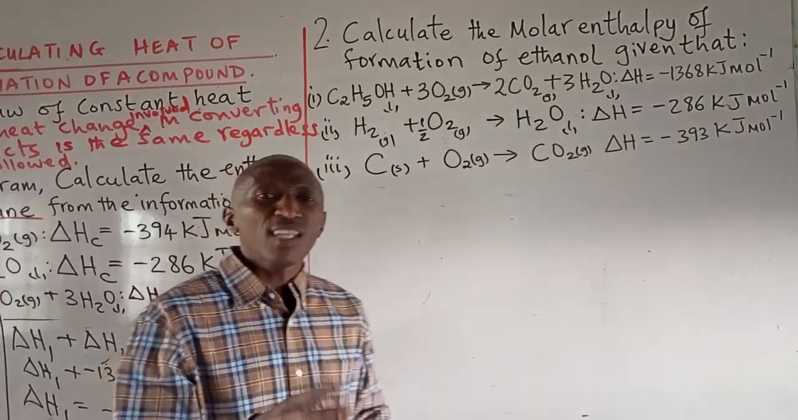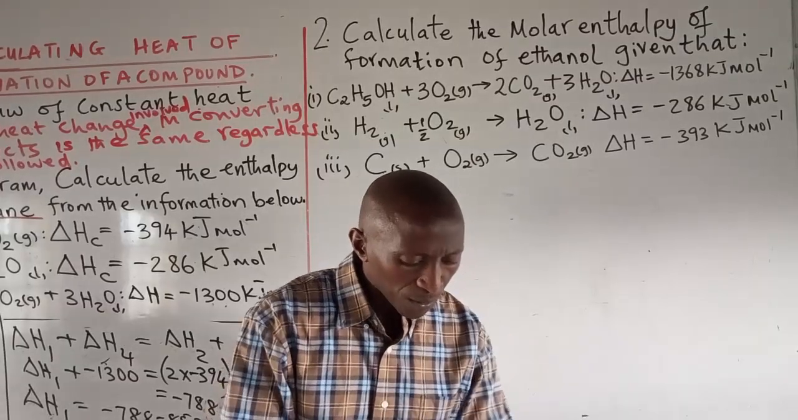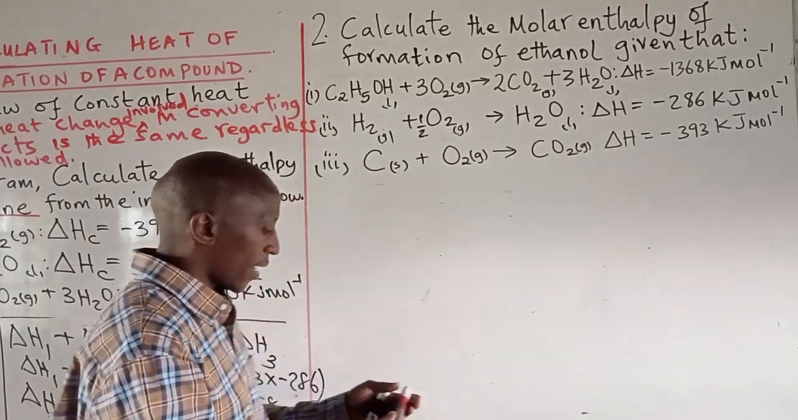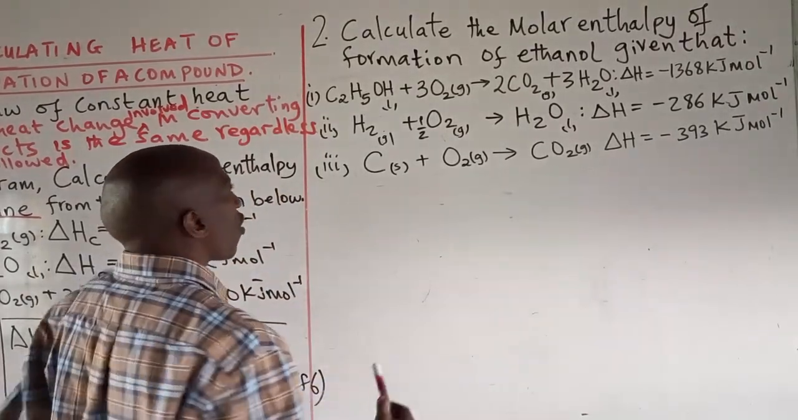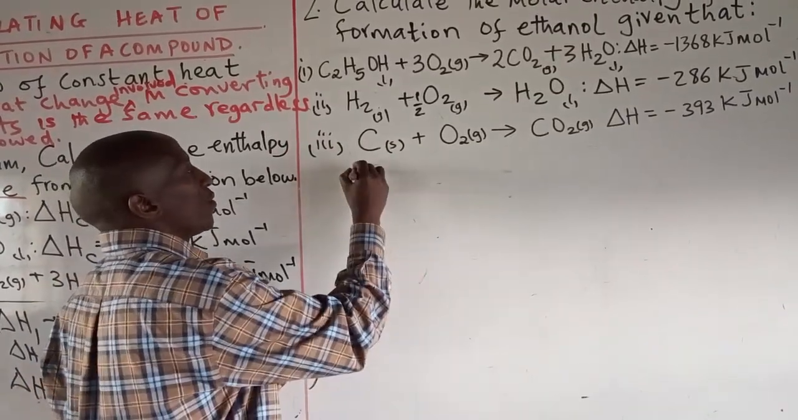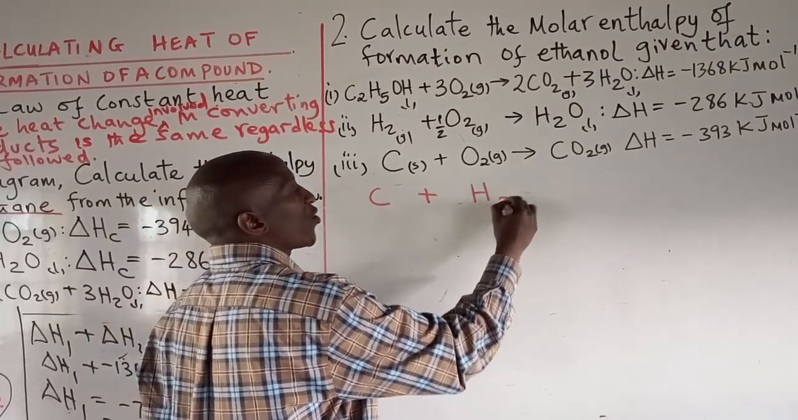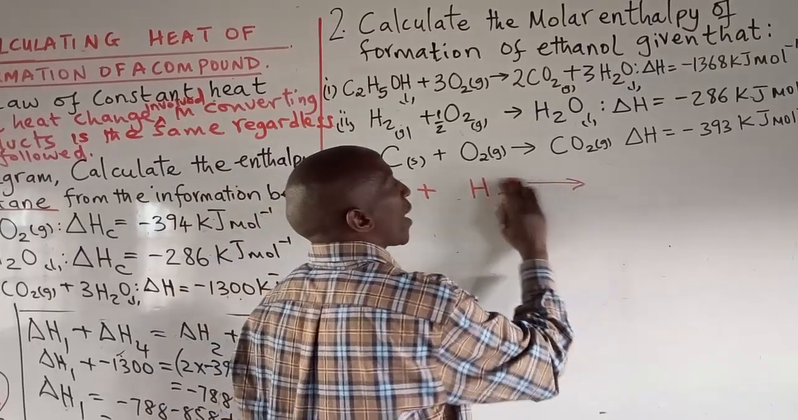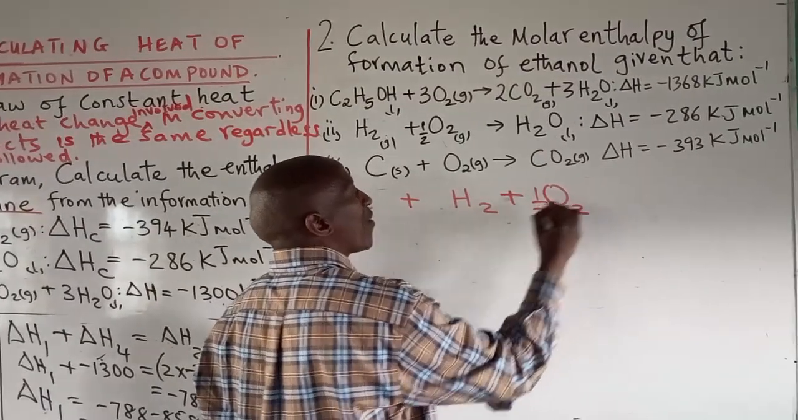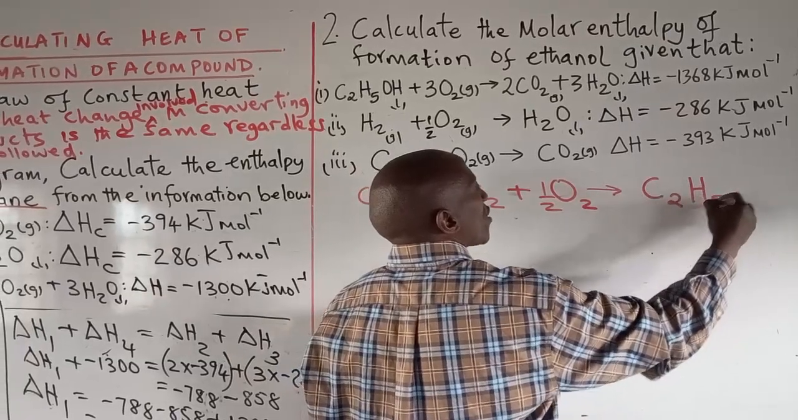Right, let's look at how you go about it. We are going to form the energy cycle diagram, which has basis on Hess's law. In forming ethanol, we need the constituent elements carbon and hydrogen. These are the ones in addition to oxygen, whereby we require half a mole of it to form ethanol, going by that formula.